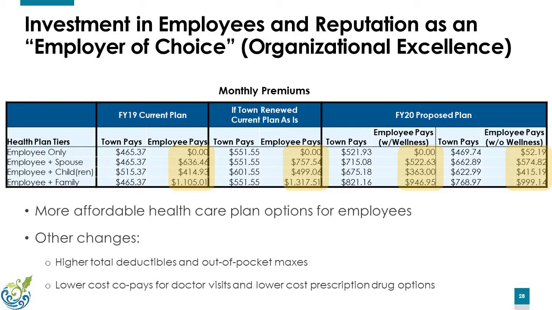And so what are the key components of this then? Really, the key things to note are that this makes this more affordable health care for our employees. Some of the other key changes in the recommended plan: higher total deductible costs and out-of-pocket maxes, but lower cost copays for doctor visits and lower cost prescription drug options.